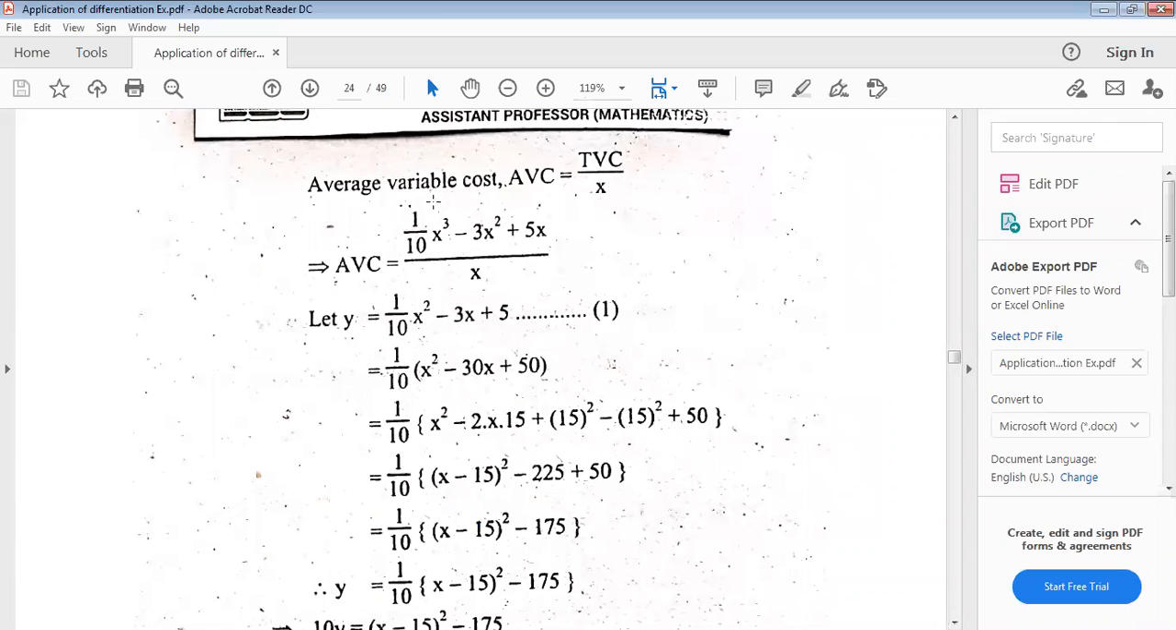what will the average cost be? Average variable cost. AVC means what? Average variable cost. We have to divide the total variable cost by the number of units of output, x. Dividing the total variable cost by x, we get the average variable cost. So one x will decrease from above. Let the average variable cost y equal 1 by 10 x cube divided by x, that is x square, minus 3x square divided by x, minus 3x, plus 5x divided by x, which is 5. This is equation number 1.